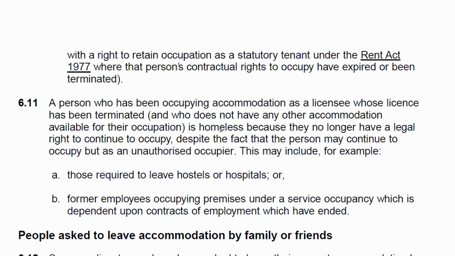6.11. A person who has been occupying accommodation as a licensee, whose license has been terminated, and who does not have any other accommodation available for their occupation, is homeless because they no longer have a legal right to occupy, despite the fact that the person may continue to occupy but as an unauthorised occupier. This may include, for example, A, those required to leave hostels or hospitals, or B, former employees occupying premises under a service occupancy which is dependent upon contracts of employment which have ended.